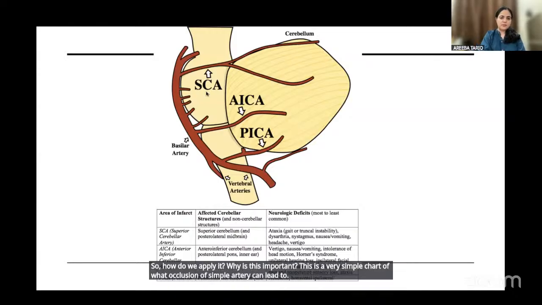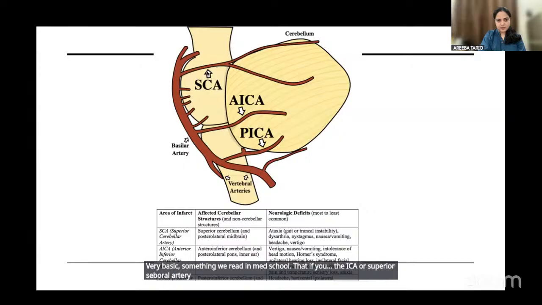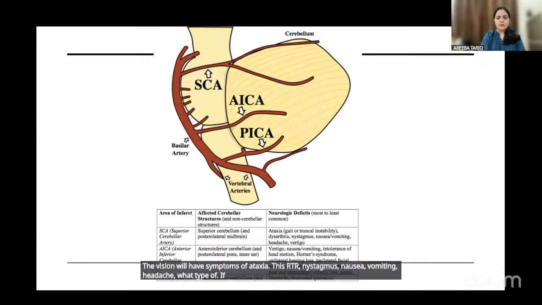Very basic, something we read in med school: if the SCA, superior cerebellar artery, infarct is present, if this is occluded, what will happen? Because it's supplying the superior part of the cerebellum and the posterolateral midbrain, the patient will have symptoms of ataxia, dysarthria, nystagmus, nausea, vomiting, headache, vertigo. If AICA is involved, what will happen?